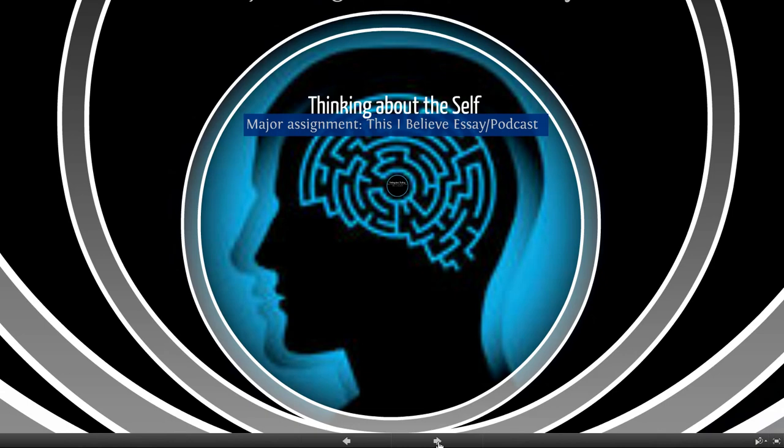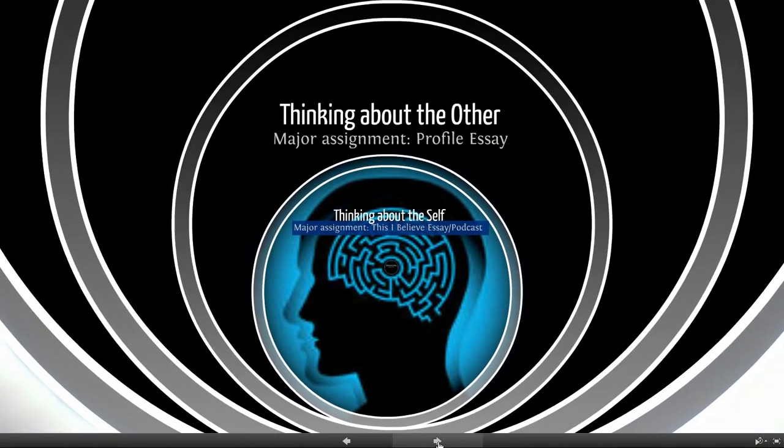So again, we begin inside the head, then we move outward to thinking about the self, and then into thinking about the other. Now, this is an important move because we need to move outside of ourselves, from inside of our heads and thinking about our identities and our beliefs, to thinking about the identities and beliefs of other people.